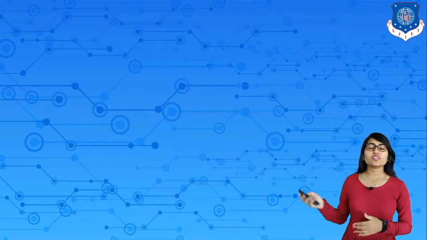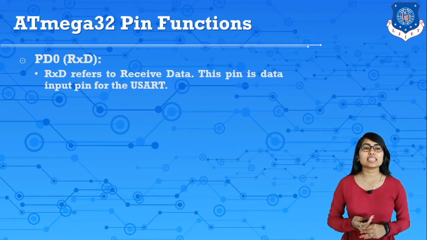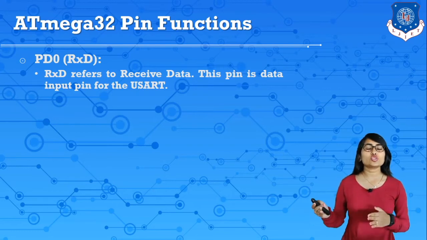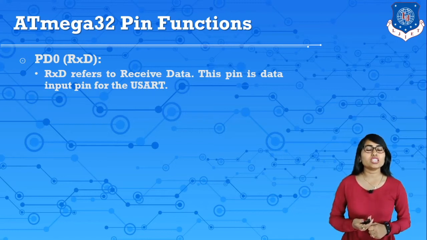Here we have port D0, PD0. PD0 is related to RXD. Whenever USART is connected to the microcontroller, or rather ATmega32 has an inbuilt USART, this RXD is used for receiving data. This pin is for data input for USART. To receive the data, to take the data in, this pin is used.